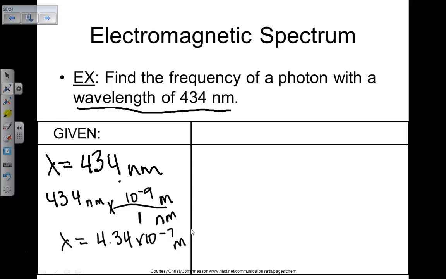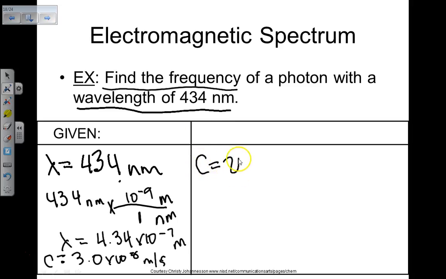What else are we given? Well, we're not given the frequency. That's what we're trying to find. But we know that c is equal to, because it's a constant, 3.0 times 10 to the 8th meters per second. So the formula that we want to use is c equals nu lambda.